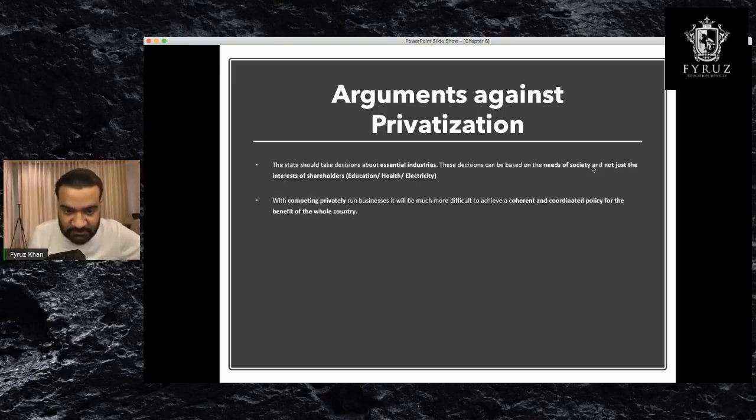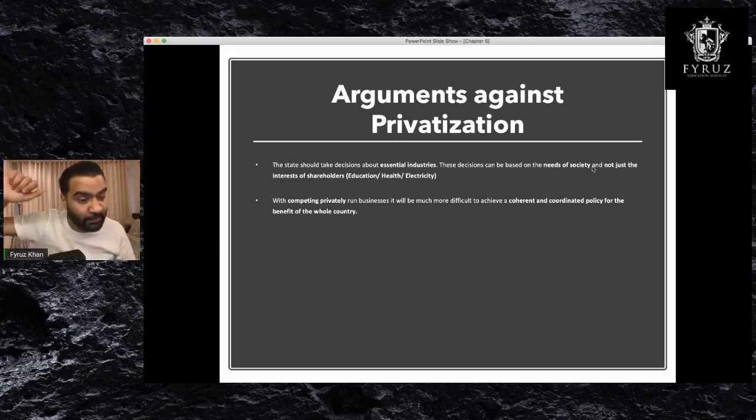And if I run a private organization, I'm just thinking about myself, I'm not thinking about the society as a whole, I'm not thinking about my neighbors, I'm not thinking about others, I'm not thinking about other cities, I'm not thinking about the country as a whole. So that's a problem. But when the government runs companies, they think about the whole country.